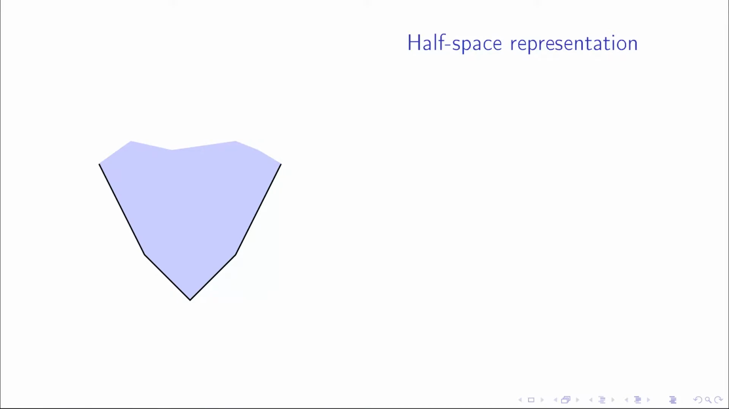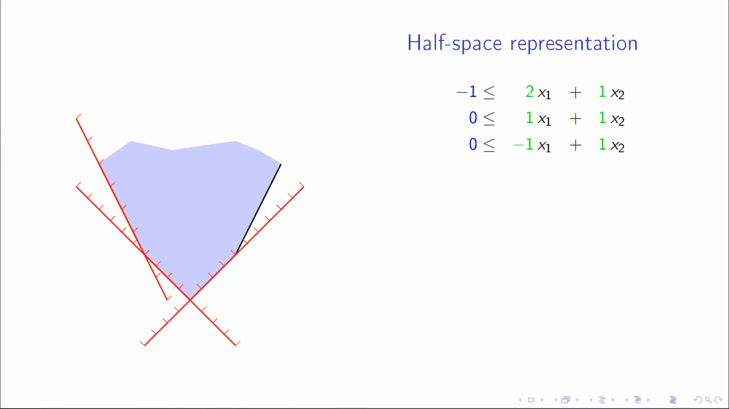So for instance, the polyhedron you see right here is the intersection of four half-spaces corresponding to its so-called facets. The first half-space describing it is this one here, which is generated by the affine inequality -1 less or equal 2x1 plus 1x2. The second one looks like this. The third one is defined by this affine inequality, and this is the last one. Now we can conclude that a polyhedron is the solution set of an affine inequality set.